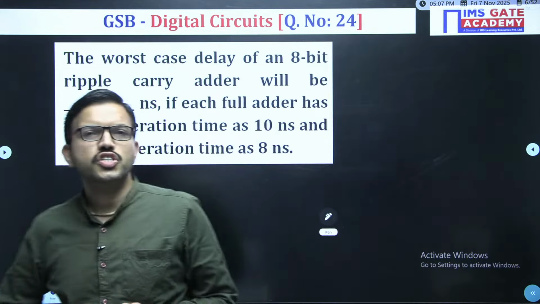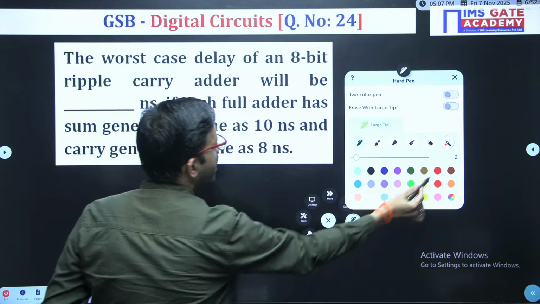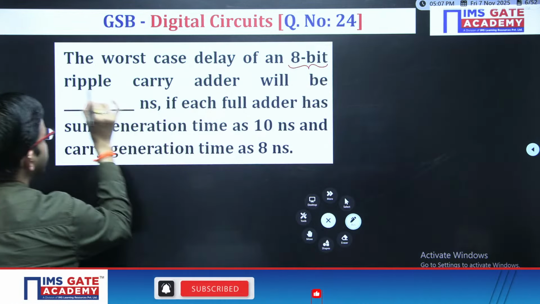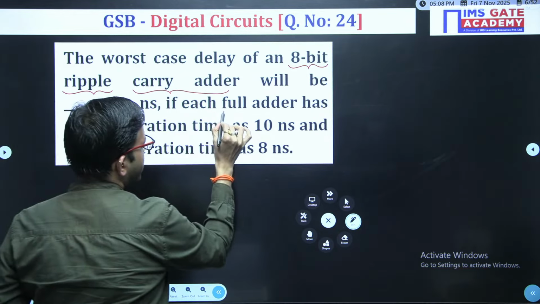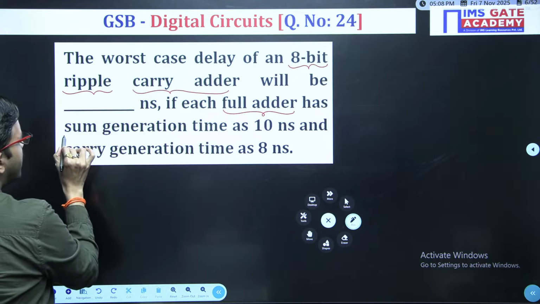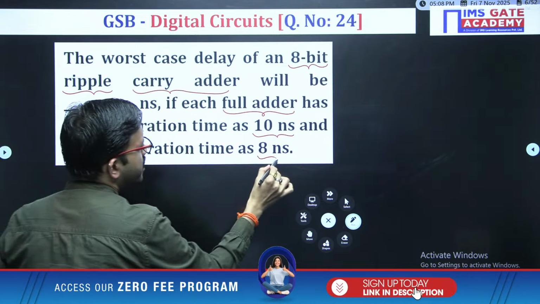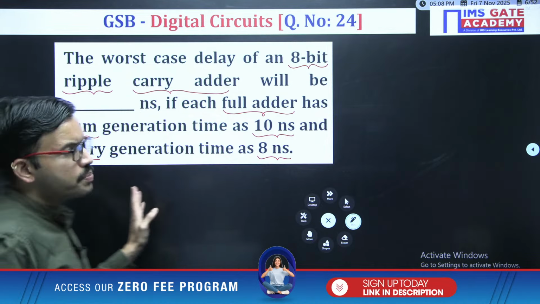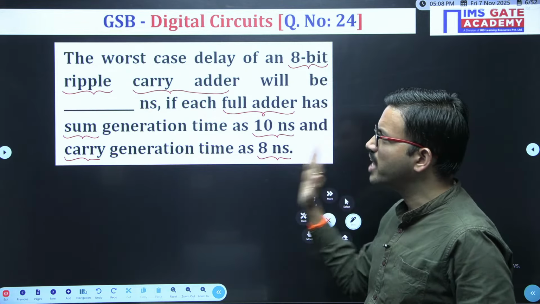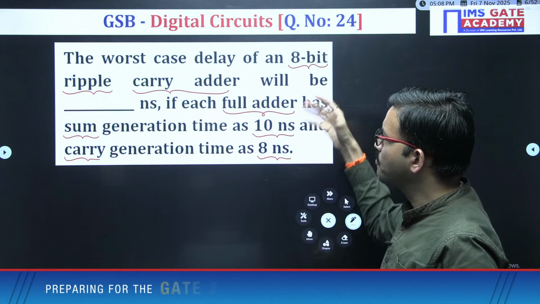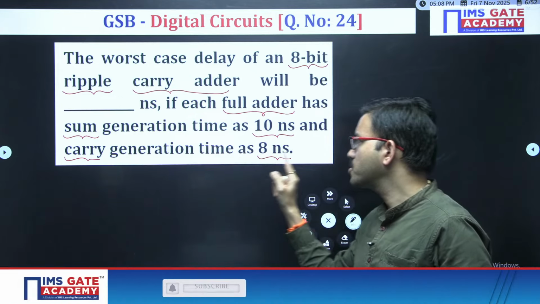In this question, they have given the data regarding a ripple carry adder. It is an 8-bit ripple carry adder, and regarding each full adder, in order to produce the respective sum, it takes 10 nanoseconds. In order to produce the carry, it takes 8 nanoseconds. I hope all of you know the block diagram of the 8-bit ripple carry adder. In that 8-bit ripple carry adder, you have 8 full adders. Each full adder takes 10 nanoseconds to produce the respective sum, and similarly 8 nanoseconds to produce the respective carry.